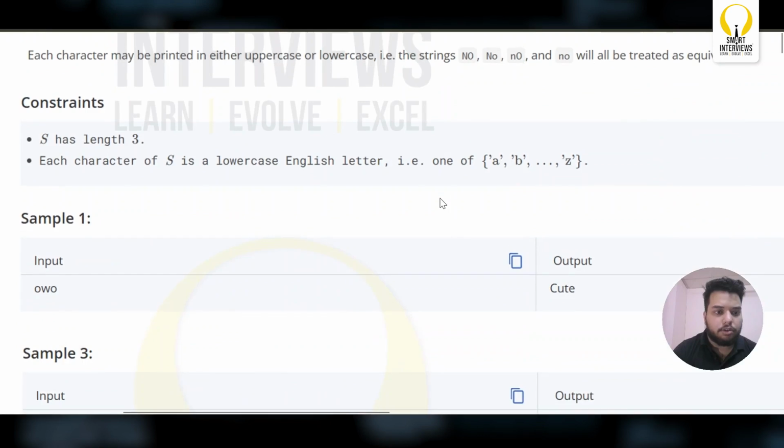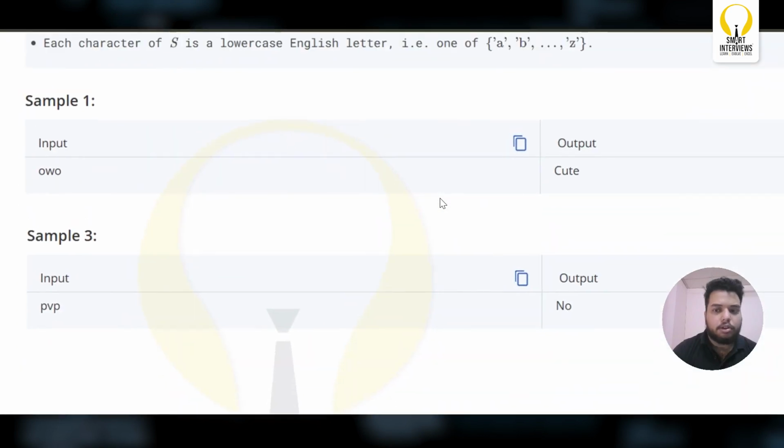If we go to the sample input output, so it is cute. Why? Because first and last characters are the same and the middle character is W, so it's cute. And here, if you see, first and last characters are the same, but the middle character is not W, so it's not cute. So let's see it in code.